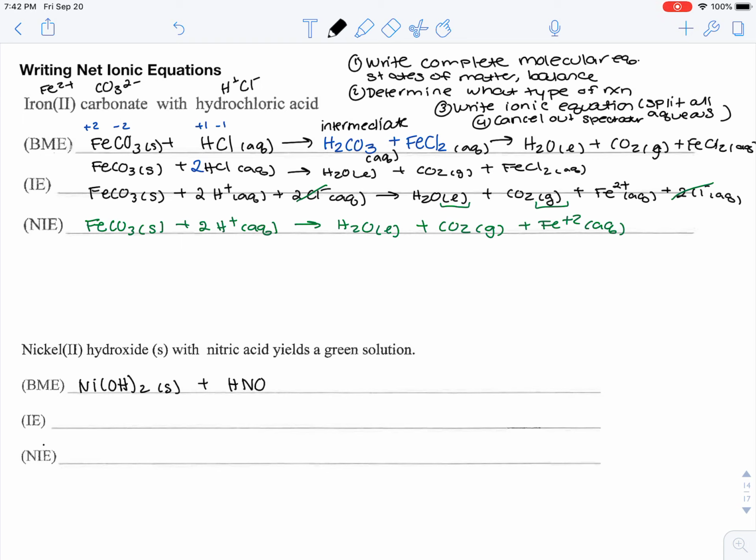plus nitric acid, this is an acid, it's strong, aqueous, will make, well, I know nickel is plus 2, hydroxide is minus 1, hydrogen is 1, and then nitrate is minus 1. So hydrogen and OH are going to come together to form H2O, which is a liquid. And then nickel and nitrate are going to form together. Nitrate is always soluble, has no exceptions.